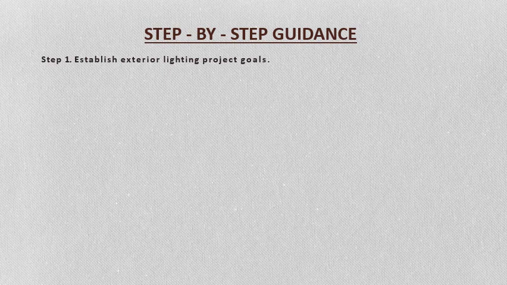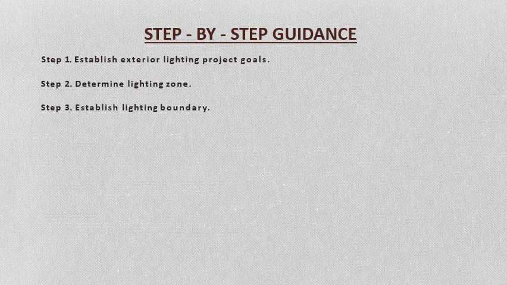Now, let's look at step-by-step guidance for this credit. Step 1. Establish exterior lighting project goals. Determine which team member will be responsible for the lighting design, luminaire selection, and overall lighting concept. Step 2. Determining a particular lighting zone, which is usually done by the lighting designer of the project. Step 3. Establishing the lighting boundary. A lighting boundary is established and any modification done to this boundary will need a justification.